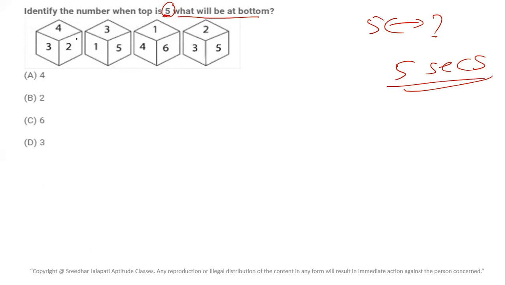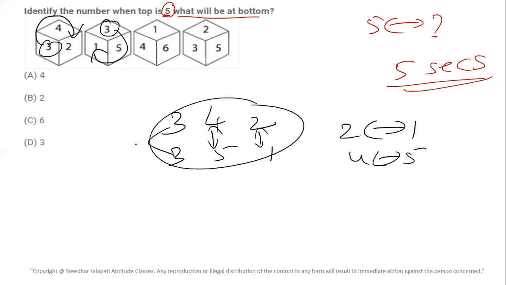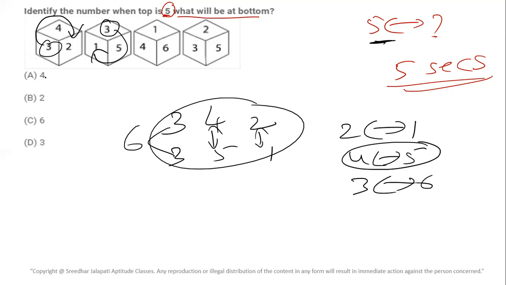Right. So here in the first 2 views, which is common? 3 is common. So taking 3 as the starting element, remaining in clockwise direction: 3, 4, 2. Here 3, 5, 1. So 1 and 2 are opposite. Then 4 and 5 are opposite. And what is missing here? 6. So 3 and 6 are opposite. You're asked to find the face opposite to 5. The face opposite to 5 is 4. Therefore answer 4.